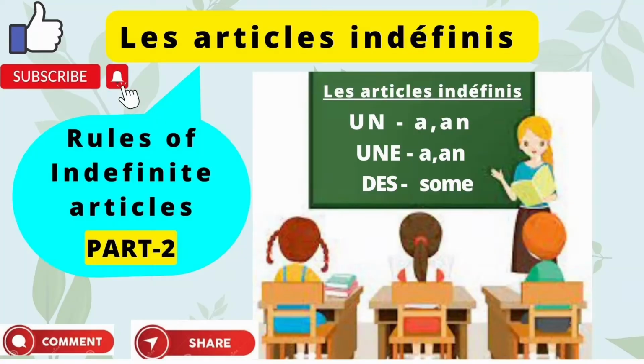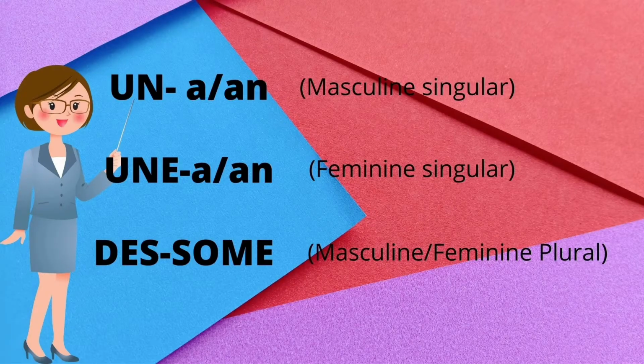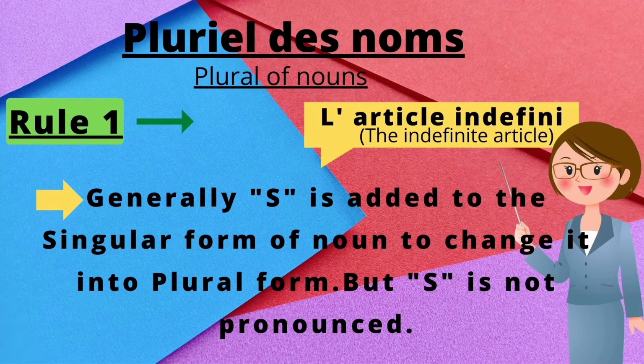Hello friends, in my previous video, we learned three forms of indefinite articles: un or une, un or une, des. Un: masculine singular. Une: feminine singular. Des: some, masculine or feminine plural. Today, we learn rules of indefinite articles and plural of nouns. So friends, let's start. Rule 1.